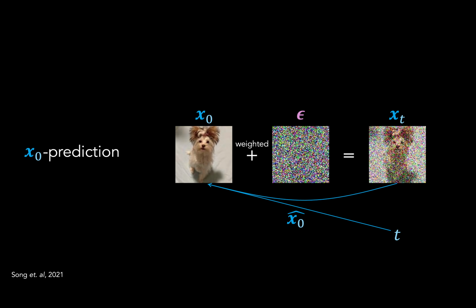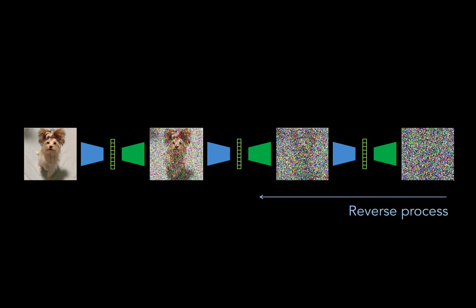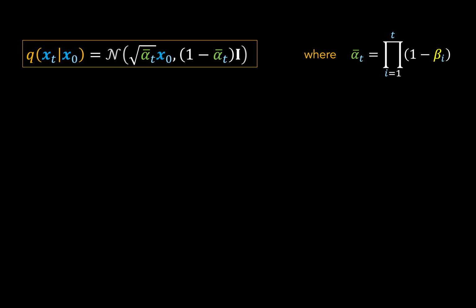In fact, with the X0 parameterization of the DDPM, we explicitly train a neural network to reconstruct the clean image, just as a denoising autoencoder does. Seen this way, a DDPM is in fact just a series of denoising autoencoders, each removing a bit of noise at each time step. But let's try to verify this intuition mathematically.